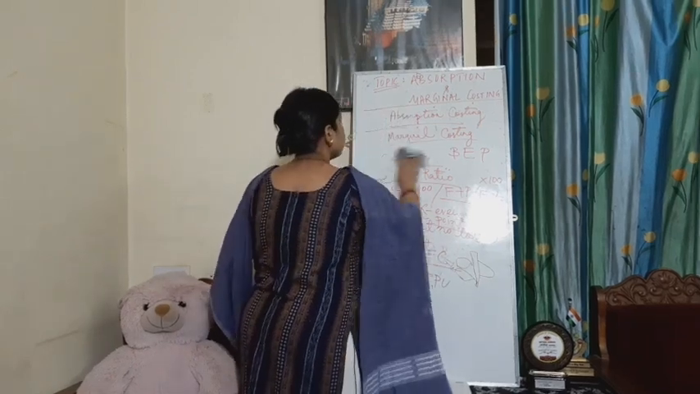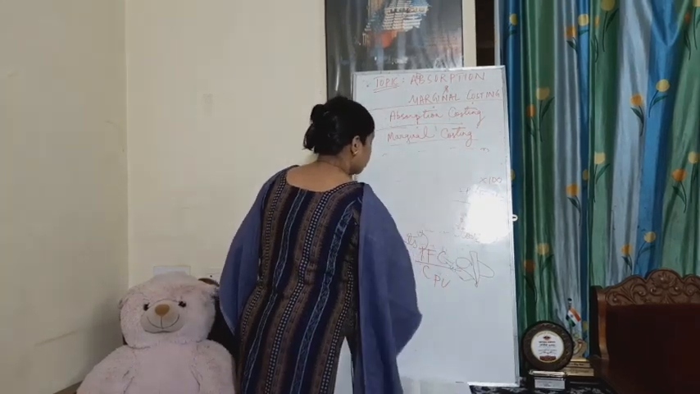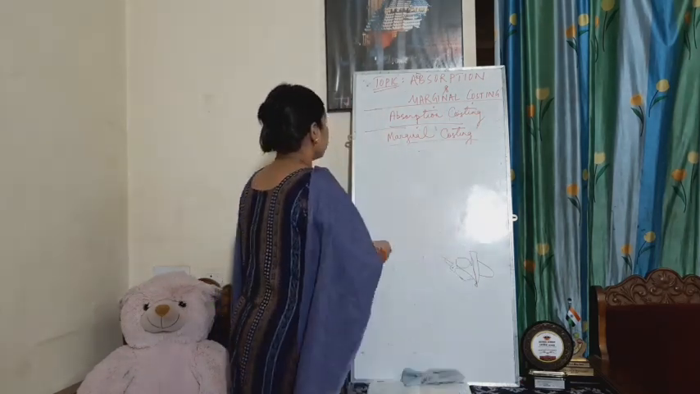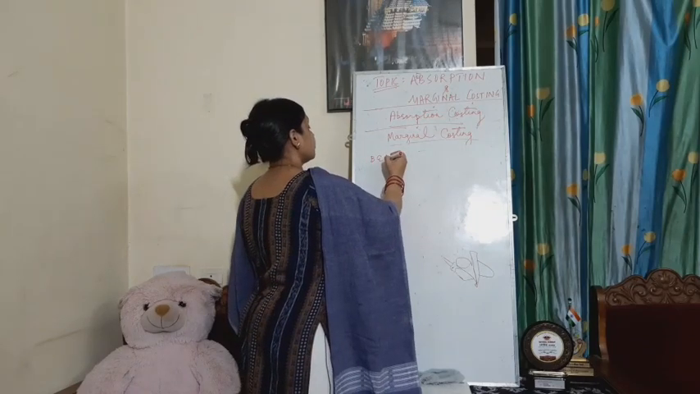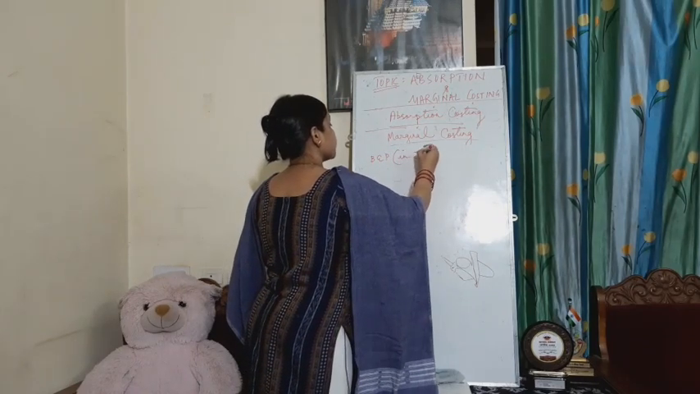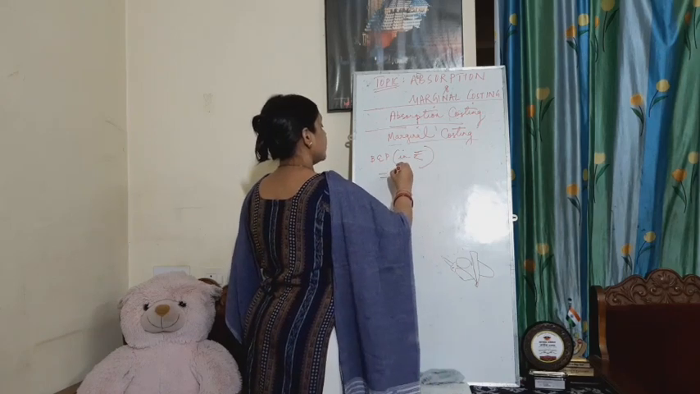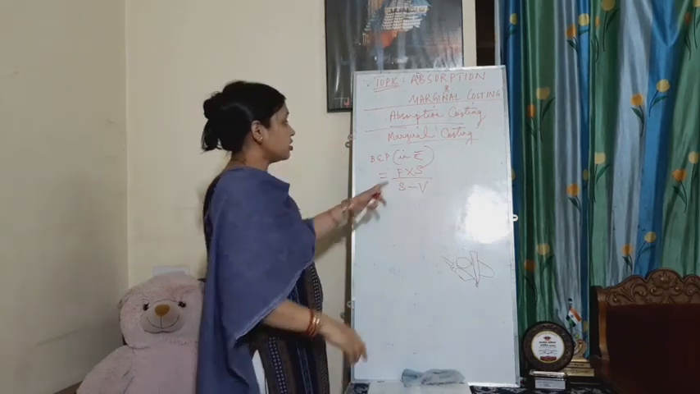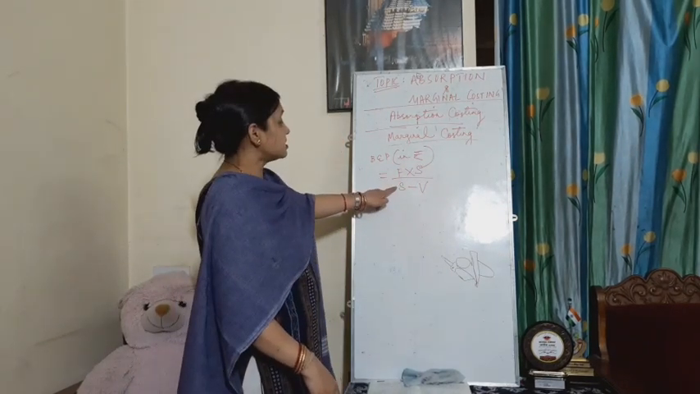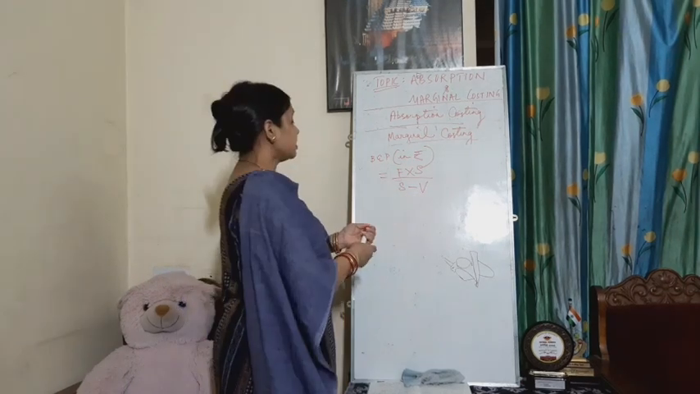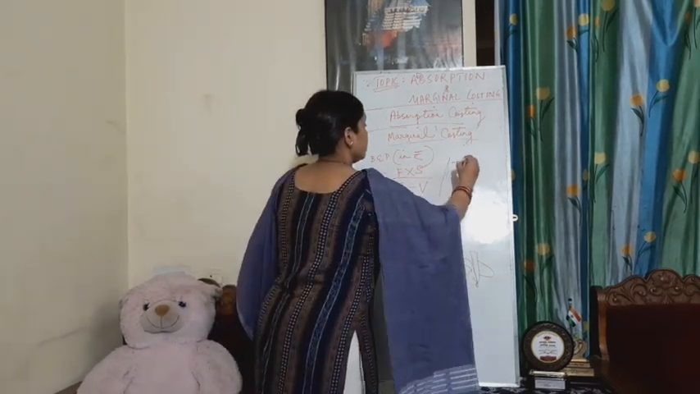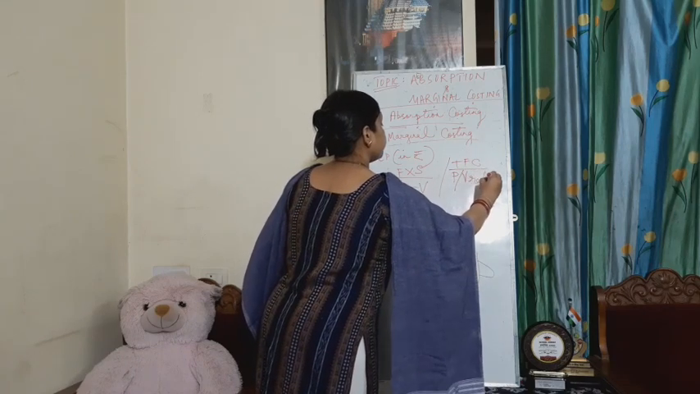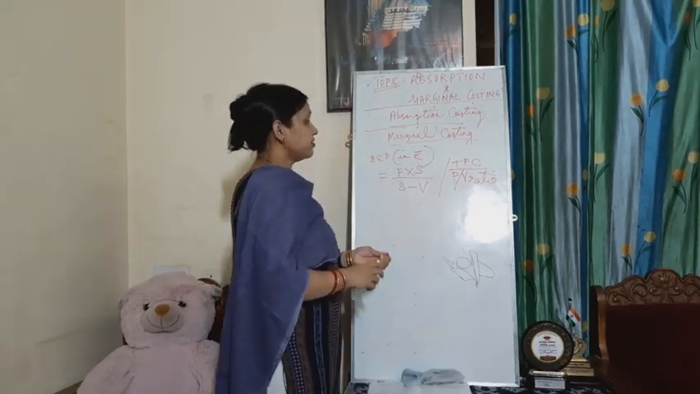Break even point can also be calculated in terms of monetary value. We denote it like this: break even point in terms of rupees is equal to F into S by S minus V. Total fixed cost into total sales divided by total sales minus total variable cost. Or we can use another formula also: total fixed cost divided by PV ratio.